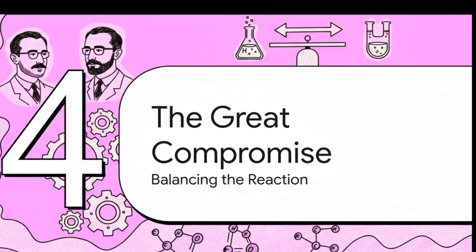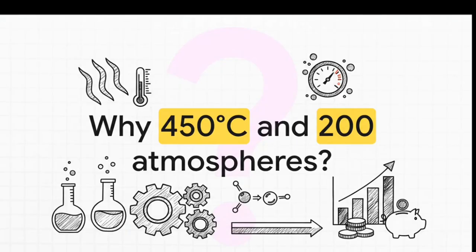Okay, now we're getting to the real brainy part of this whole thing. This is the massive puzzle that the chemists Fritz Haber and Carl Bosch had to figure out. I like to call it the Great Compromise. I mean, think about it. Why those numbers? 450 degrees Celsius, 200 atmospheres of pressure. They feel so specific, right? They're not just random numbers pulled out of a hat. They are the result of this incredible balancing act between getting what you want chemically and what's actually possible and affordable in the real world.